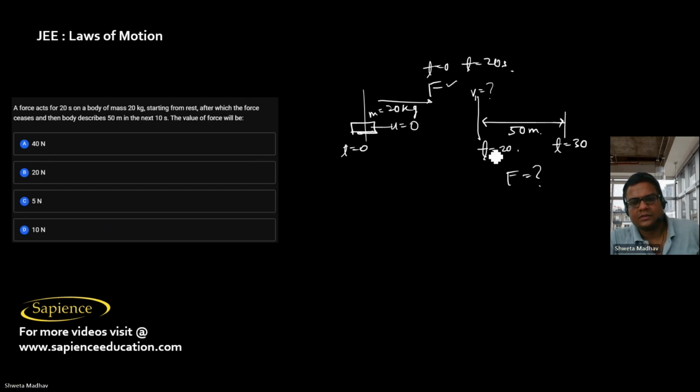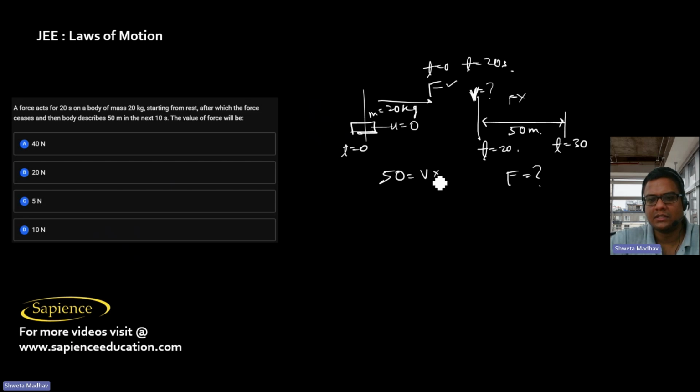Okay. So here the force is not acting. So here it is moving with a constant velocity V only. So this V you have to find. So then we can say that this 50 is equal to V into T. T is 10 seconds. So V will be 5 meter per second. So V is 5. So V equal to U plus AT.